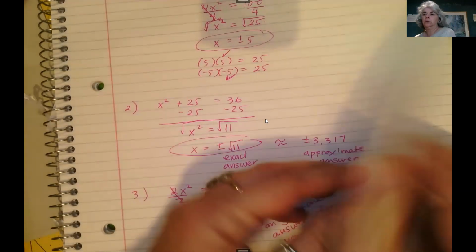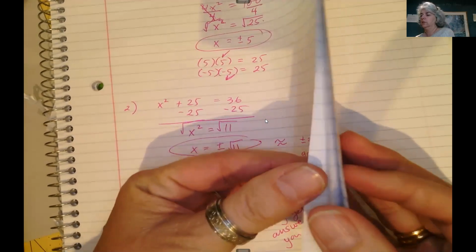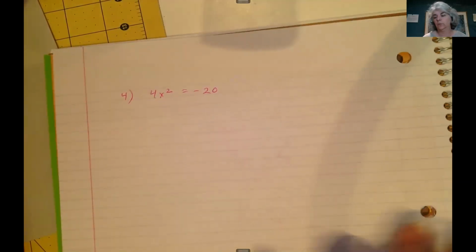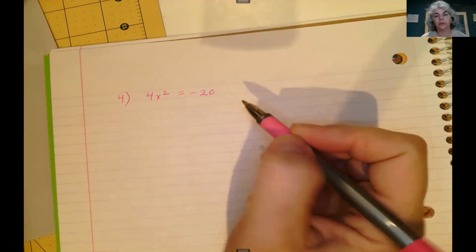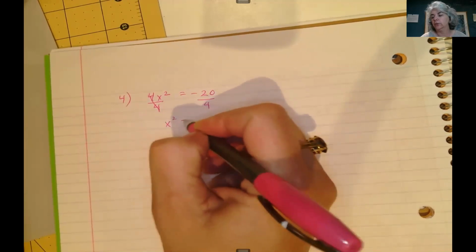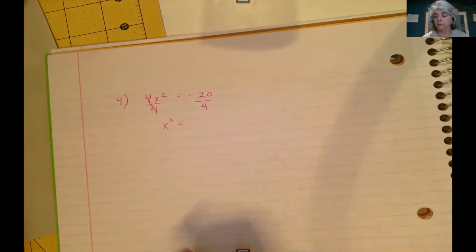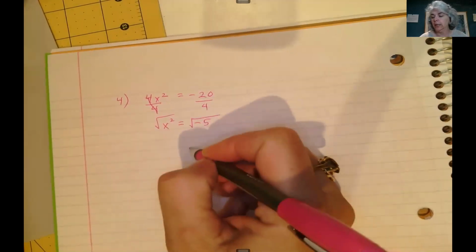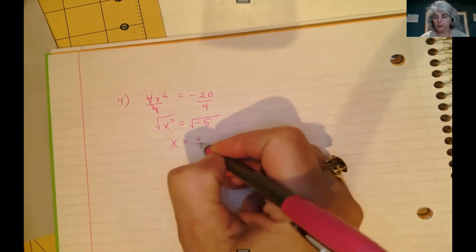The next example, number 4, looks like this. It's 4x squared equals negative 20. Okay. So I want to again isolate the square term. Divide by 4. That cancels. I have x squared equals negative 20 divided by 4 is negative 5. So I take the square root of both sides, and I get x equals plus or minus the square root of negative 5.